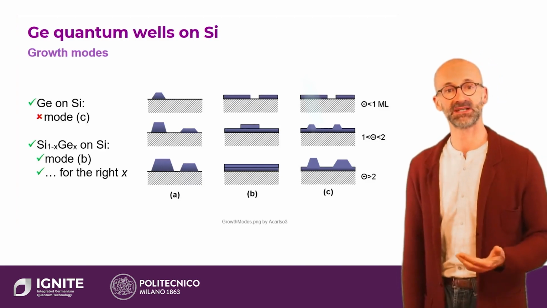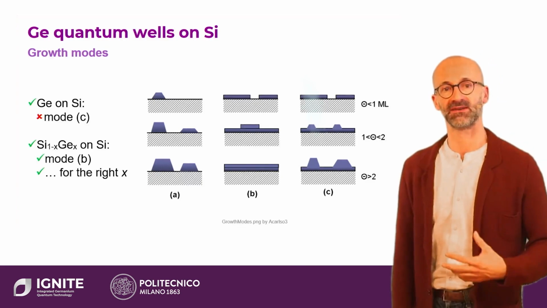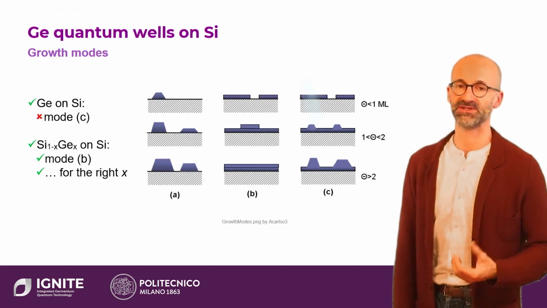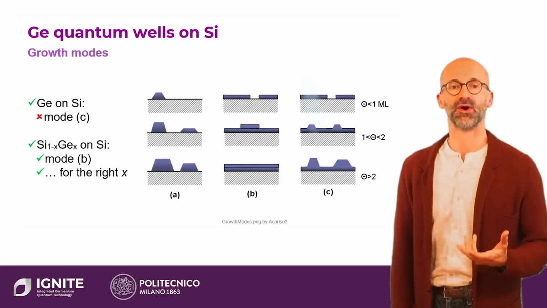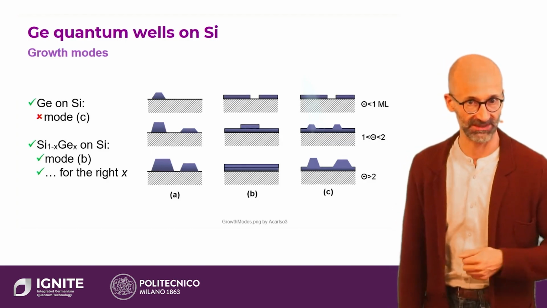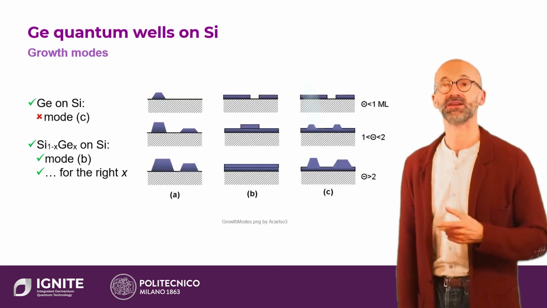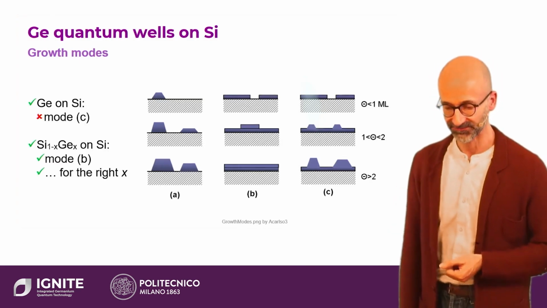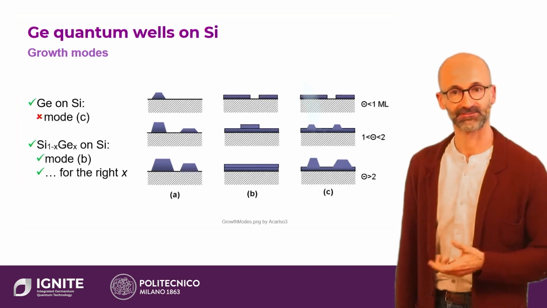This gives us the flexibility to grow silicon germanium on silicon with a low enough germanium composition that the growth mode is mode B, the Frank-van der Merwe growth mode. Volmer-Weber is mode A.